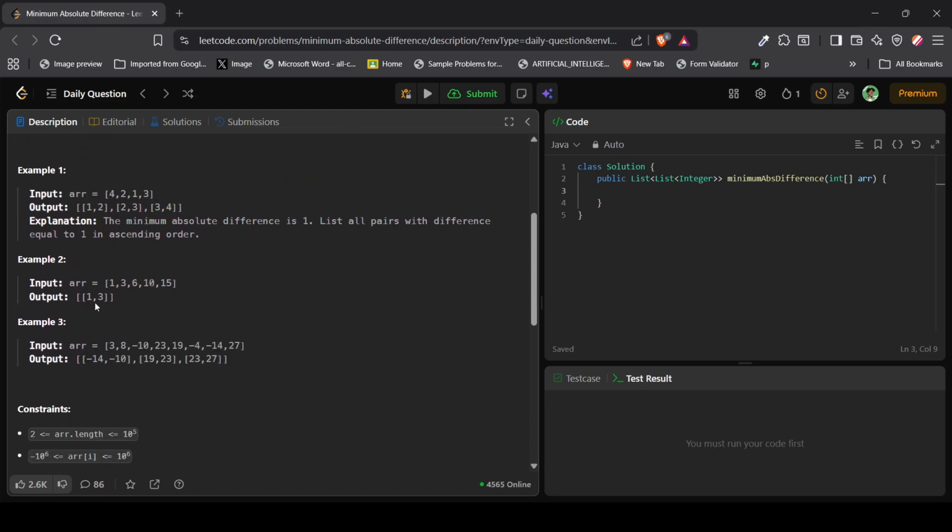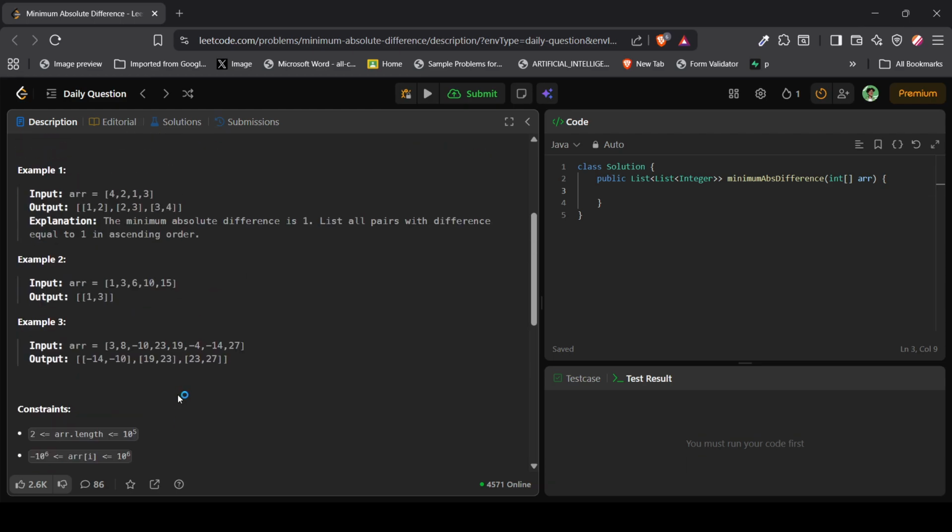Input array 1, 3, 6, 10, 15. The minimum absolute difference is 2, so the pair is 1 comma 3. The next example is 3, 8, minus 10, 23, 19, 14. So the minimum difference is 4.